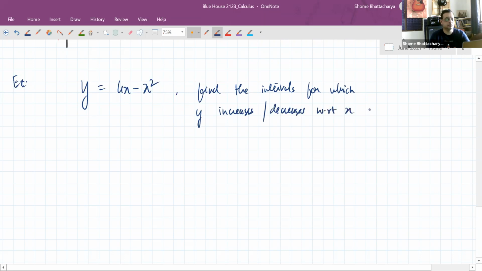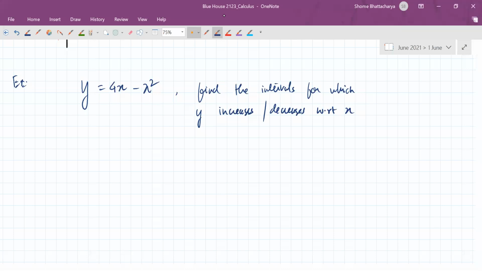Just try this out, people. I'll put up the solution in a moment. Okay. In a minute or two, I'll put up the solution. Just try it out yourself. This is 4x minus x square. Okay. Write it more clearly. Y is equal to 4x minus x square. So as you can see, it's a quadratic function. Okay. So just find out the intervals of x for which y increases or decreases. You can drop me a text message with the answers.